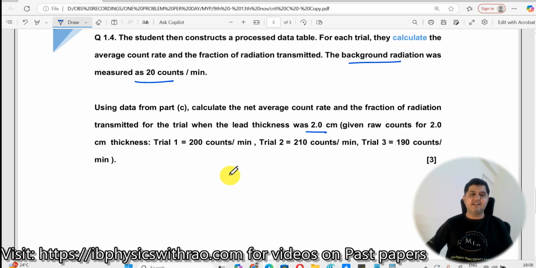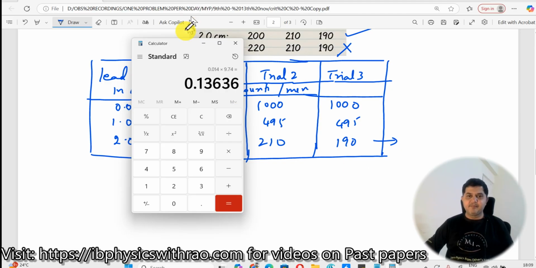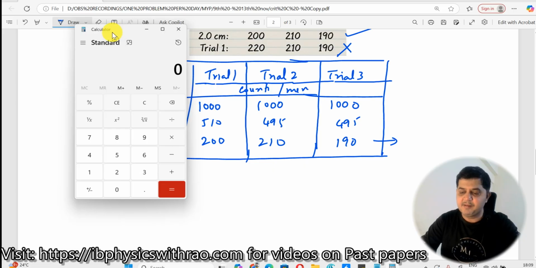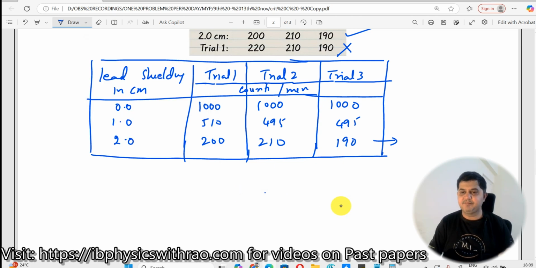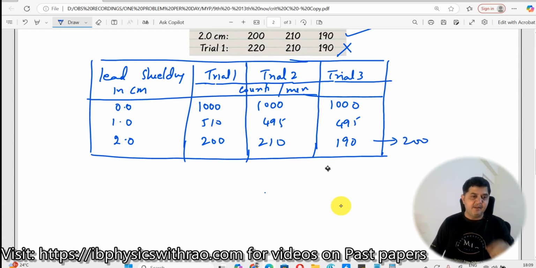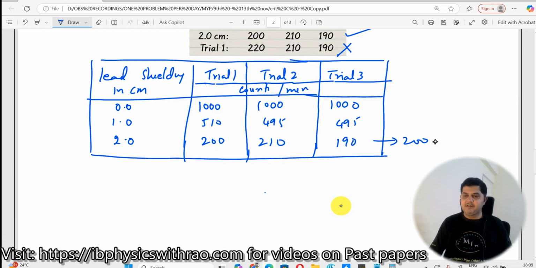So, let us take the net average, because we need to find out the net count rate. The average which I calculate from here should be 200 plus 210 plus 190, divided by 3, which is equal to 200 over here. Now you have a background count equal to 20. We are going to subtract this, 200 minus 20, which will be equal to 180. So this is your 180 counts per minute.